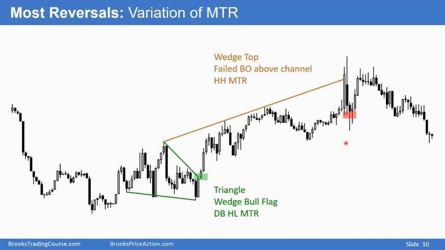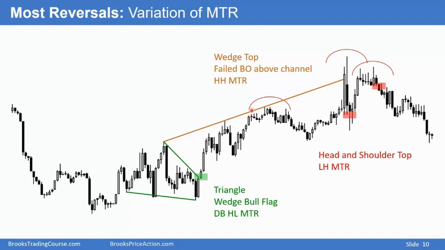2 legs down, 1 pull back 2. Head and shoulders top if you want. Left shoulder, head, right shoulder. Every head and shoulders top is a lower high major trend reversal, right? Because the right shoulder is always below the head. And if you're talking about a head and shoulders top reversal, it's got to be a major pattern. It has to be enough bars to be major.